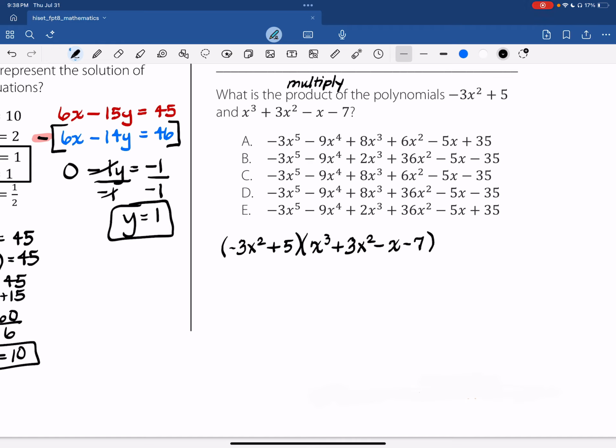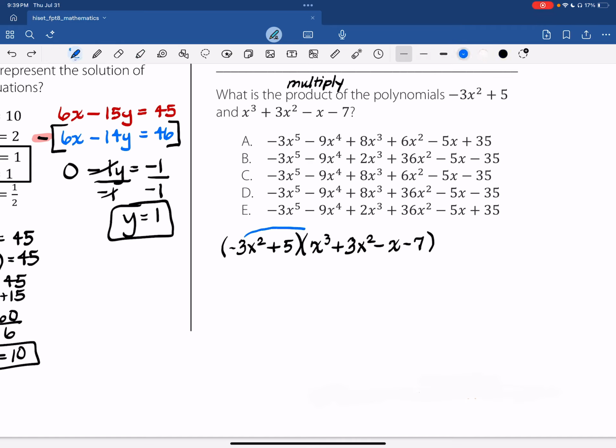And we're going to use distribution to do that. All right, so I'm going to distribute. Let me do it this way. I'm going to take this negative 3x squared and I'm going to multiply it right down the line here. So that negative 3x squared has to go to each of those terms. And I think I can do better with arrows. Let me use a different color for this one.